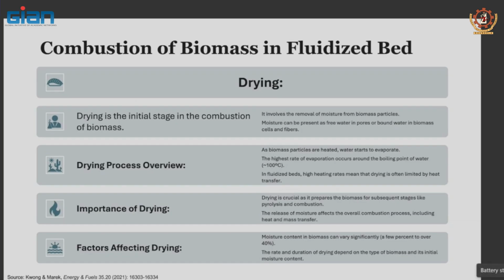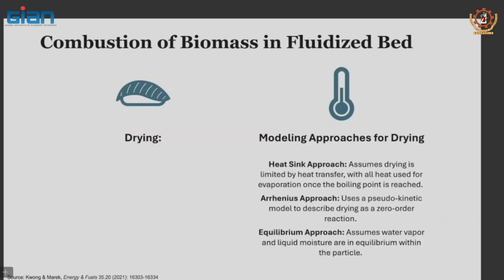If it takes too long for it to release its moisture and then devolatilize and then burn, then it will occupy a lot of space and time, then your throughput will not be very high. So those are important factors to consider when drying.